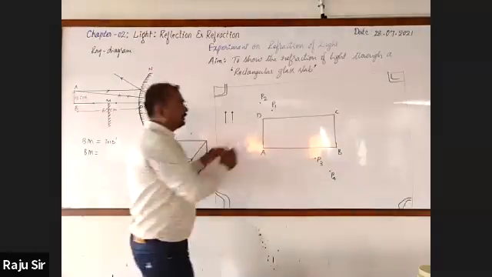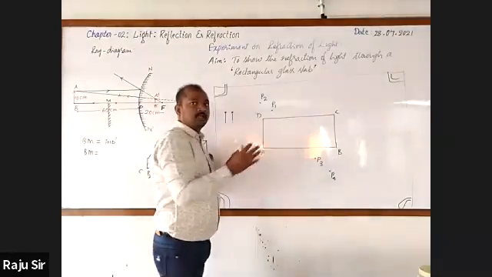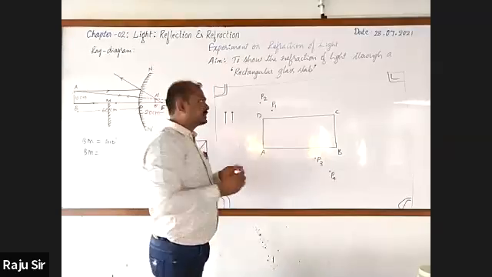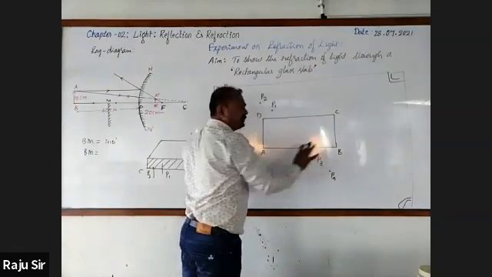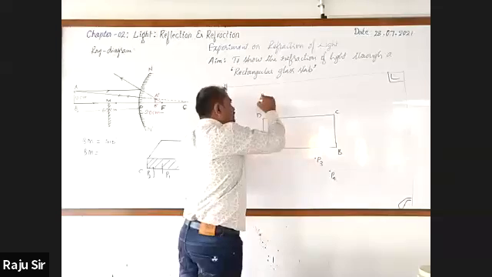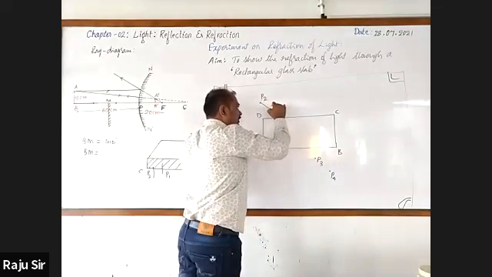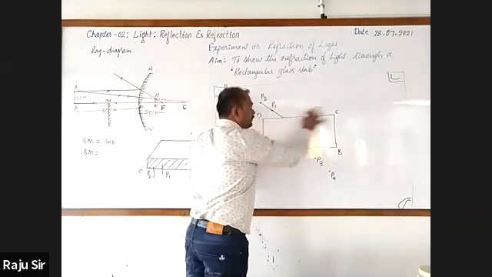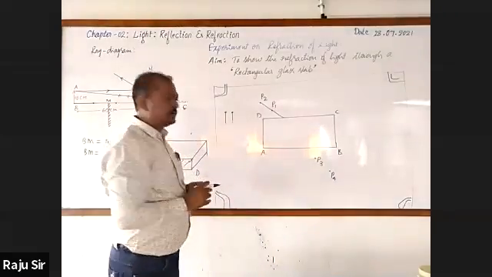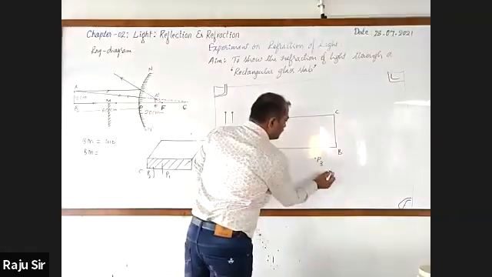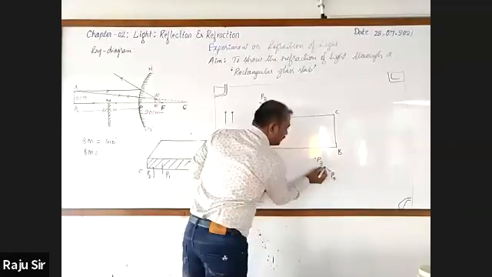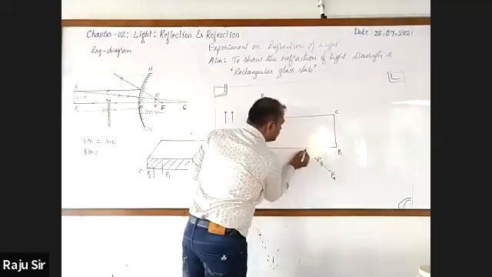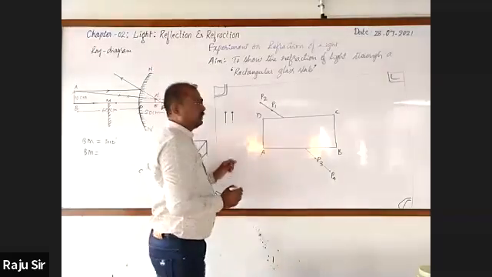Then after that, you'll remove the rectangular glass slab. Then take a scale and pencil. Then remove P1, P2, P3 and P4, all the pins. Join P2, P1 and extend it to the face DC. Similarly, here, remove P3 and P4 and join them with the scale and pencil.